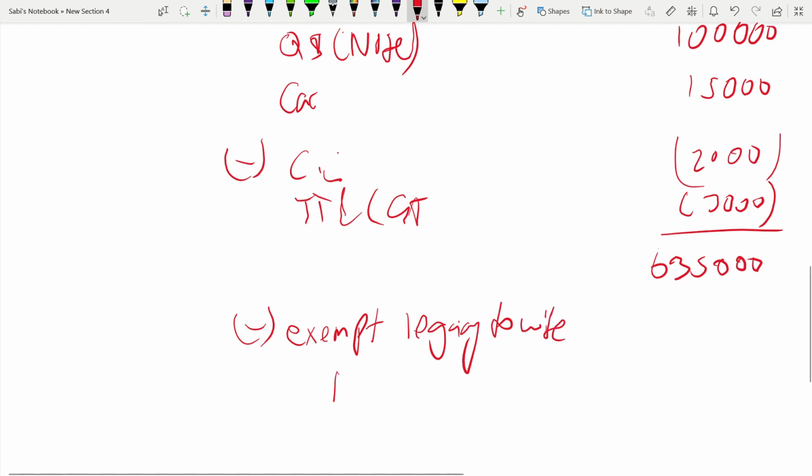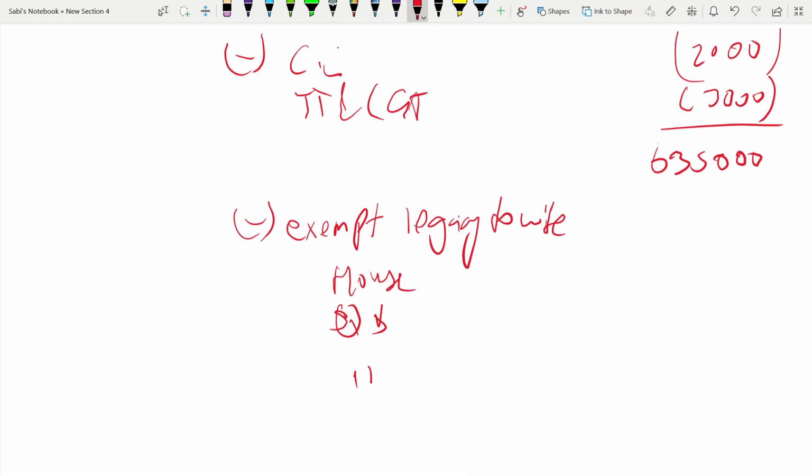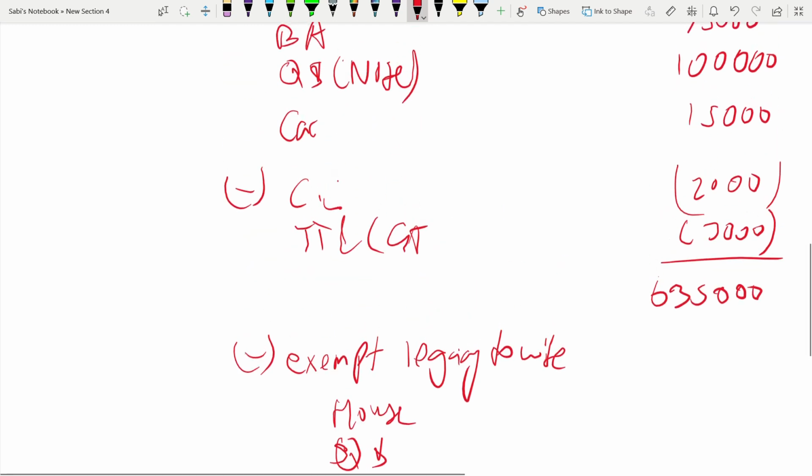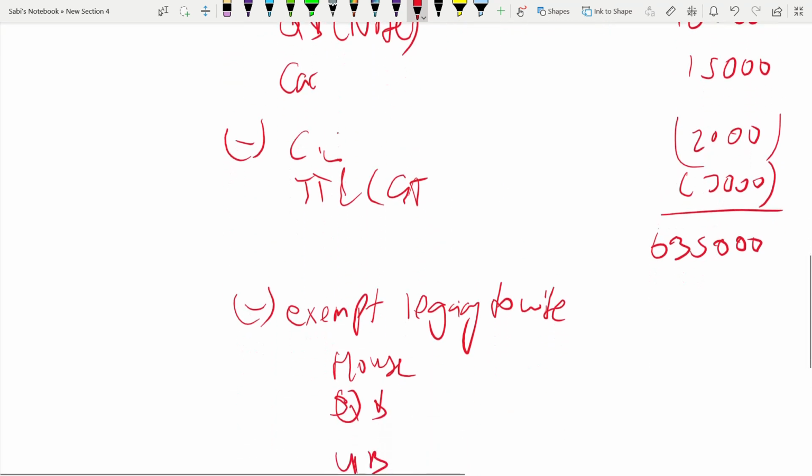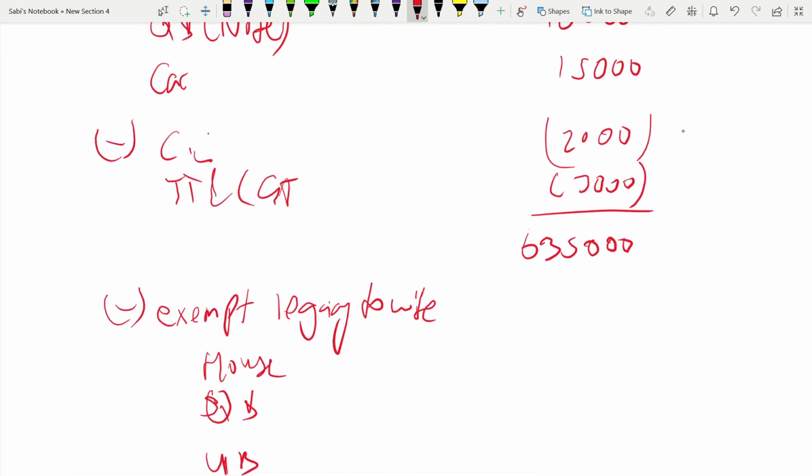Okay, what are the things? House, shares, quoted shares, QS, and unincorporated business. So how much was the house? 200. Quoted shares 100. Business, because we have earlier deducted BPR. You see here, we have deducted 400, so it will be 0. House will be 200,000.